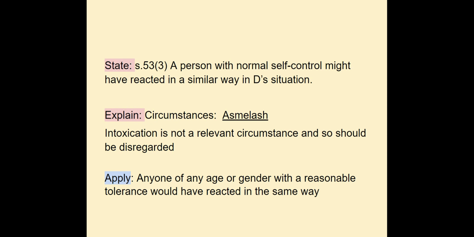So on these circumstances, she may be able to successfully plead loss of control and have a partial defence to murder. The outcome of that is going to be that the judge will have the discretion as to the sentencing rather than having to give a mandatory life sentence. So that, ladies and gents, is very quickly how you state, explain, apply the partial defence of loss of control to the offence of murder.